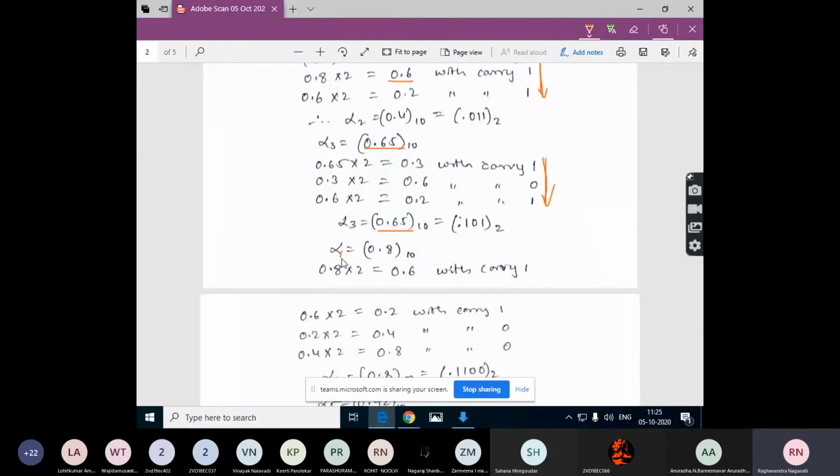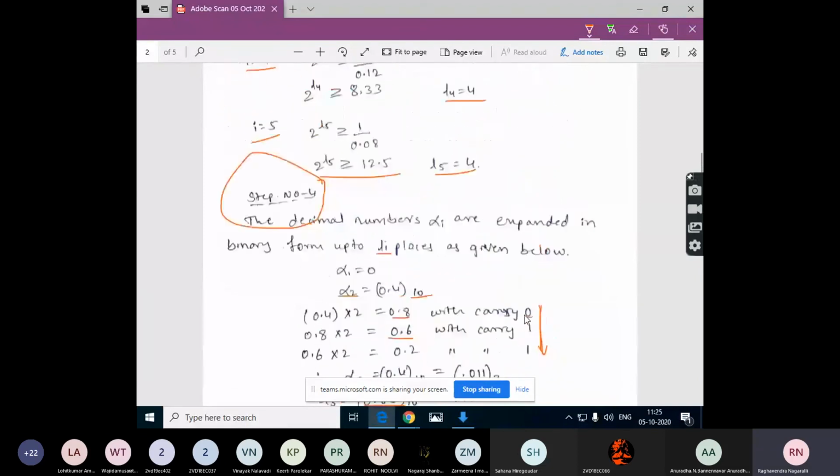So this is alpha 4. Alpha 4 is equal to 0.8 in the decimal form. So converting this to the binary, 0.8 into 2, it is 1.6 with carry 1. We will take this as 0.6 with carry 1. So 0.6 into 2, that is 1.2. 1.2 is taken as 0.2 with carry 1, and 0.2 into 2 is equal to 0.4 with carry 0.